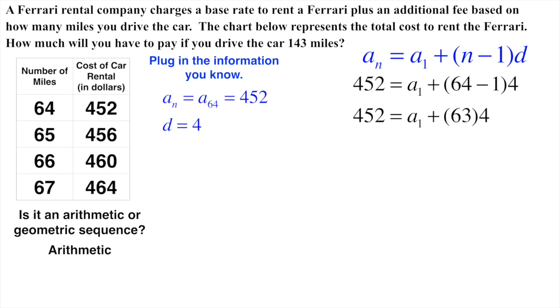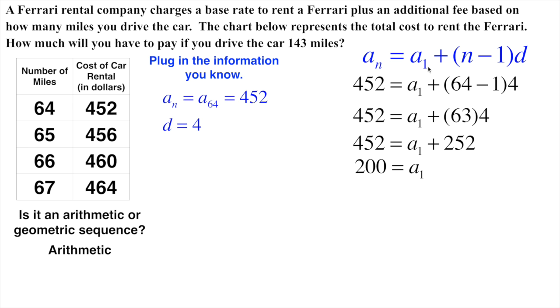64 minus 1 would give me 63. 63 times 4 is 252, I'm sorry. Now I've got to get a of 1 all by itself, so I'm going to subtract 252 from both sides. And we find out that the first term in this sequence, in other words, if you rented the Ferrari and only drove it 1 mile, it would cost you $200. Okay, and then they give you a little bit of discount every mile that you drive after that because you pay the initial fee.